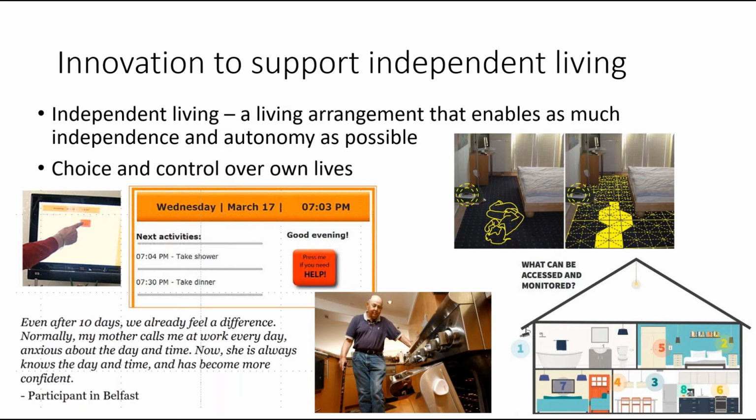So here I'm talking about a suitable living arrangement that allows an individual to exercise as much independence and autonomous decision-making as possible. So independent living is a living environment that enables independence. And we want people with dementia to be better supported to exercise their ability to remain independent and to have choice and control over their lives.